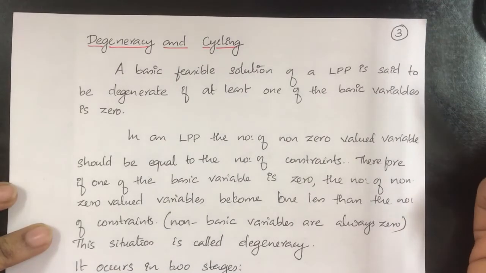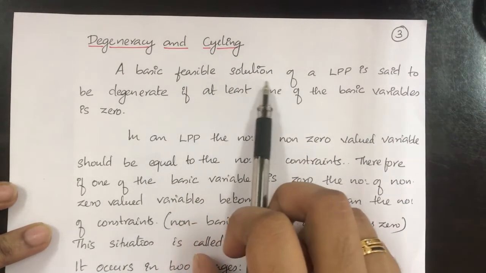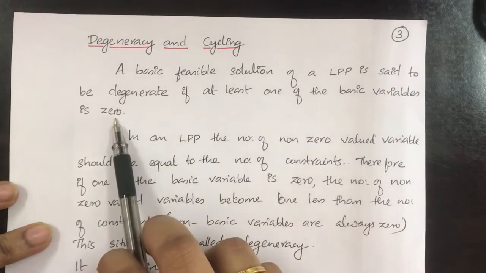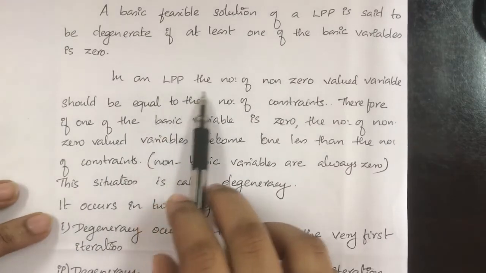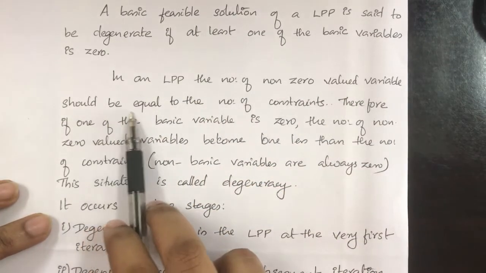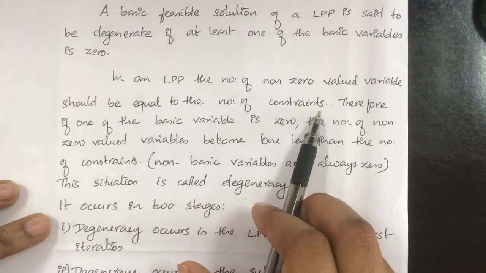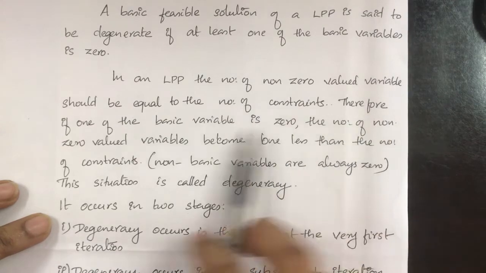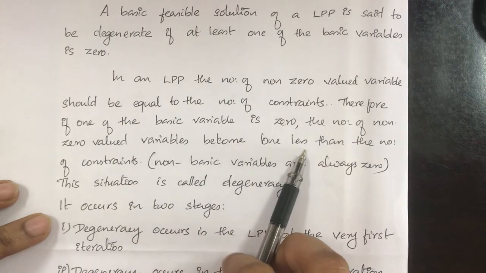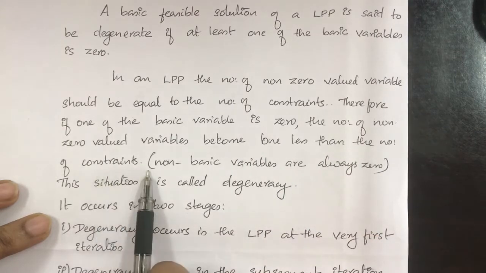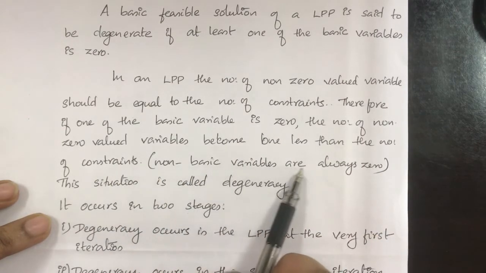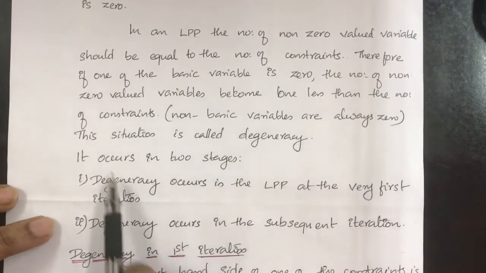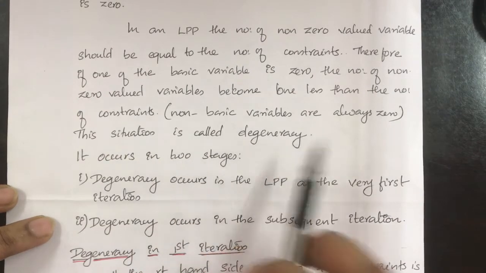Next topic is degeneracy and cycling. A basic feasible solution of a LPP is said to be degenerate if at least one of the basic variables is 0. In an LPP, the number of non-zero valued variables should be equal to the number of constraints. Therefore, if one of the basic variables is 0, the number of non-zero valued variables becomes 1 less than the number of constraints. Non-basic variables are always 0, so they need not be considered. This situation is called degeneracy.